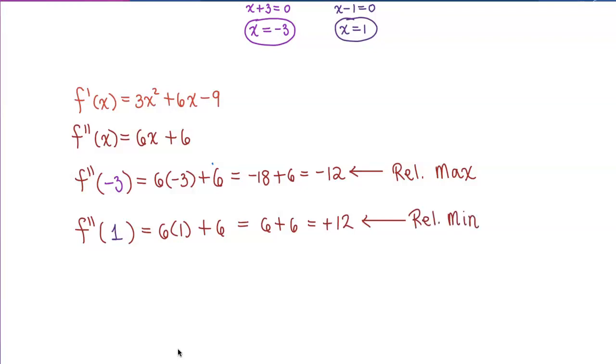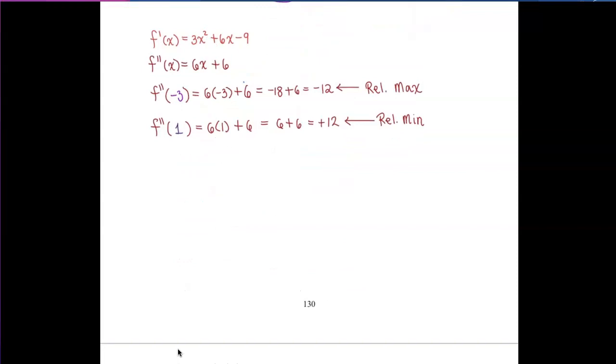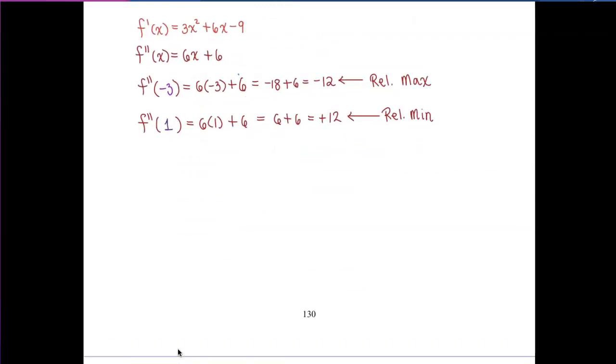Okay? This problem wanted us to write critical points. So we will have to find their y values. This is what we have so far. We have relative max at negative 3, comma, blah. We don't know what the y value is just yet. And we have a relative minimum at positive 1, blah. I don't know what the y value is.